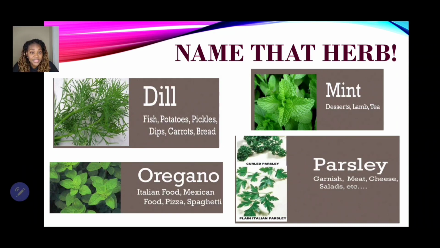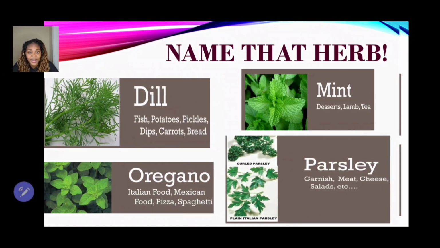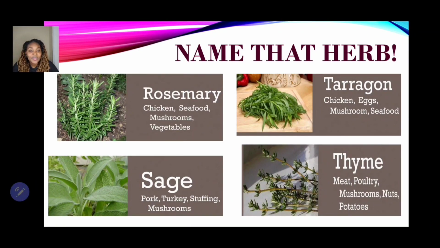There's also the mint that is used in dessert items, right? In lamb and also as a tea for beverage, right? There's also the parsley used for garnish, meat cookery, cheese, salad, etc. All right. Now, there's also rosemary, which is used in chicken, seafood, mushroom, and vegetables. There is sage, which is used on pork, turkey, in some stuffing, and also mushrooms, right?